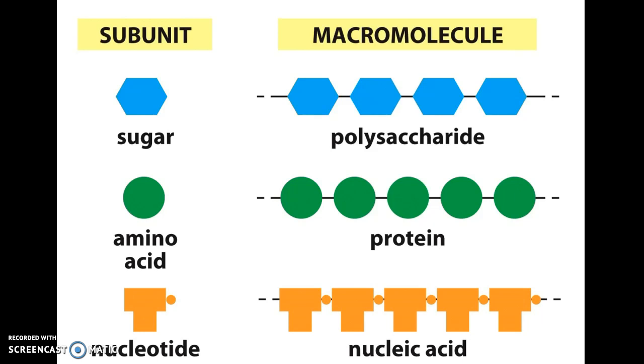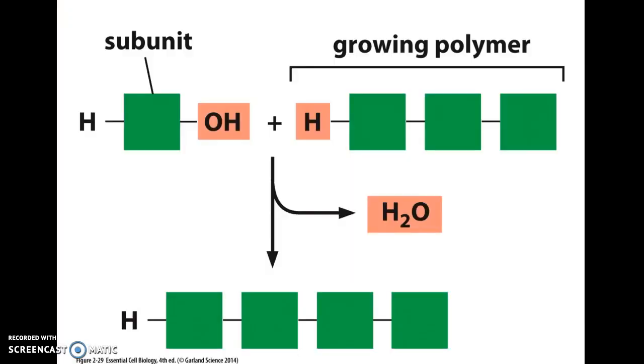Polysaccharides are held together by glycosidic linkages. Proteins are held together by peptide bonds, and nucleic acids by phosphodiester bonds. But in each case, we're going to use a dehydration synthesis reaction to link together the subunits into the polymer. So dehydration synthesis reactions require the input of energy, so they are endergonic, have a positive delta G, and so are non-spontaneous. We can break these bonds in a hydrolysis reaction.